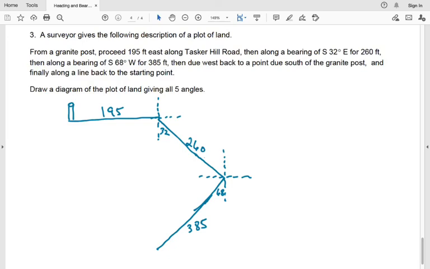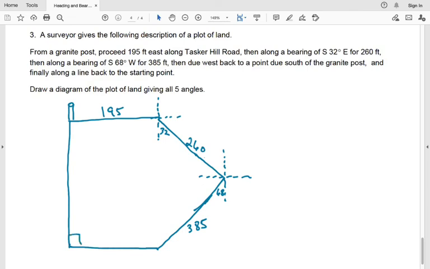And then we're going to head due west back to the point south of the granite post. So I'm going to go this way until I'm south of that granite post right there. And finally along a line back to the starting point. So it wants us to draw a diagram of the plot of land and give all 5 angles.